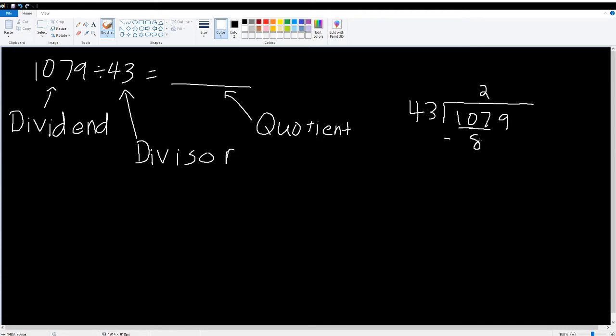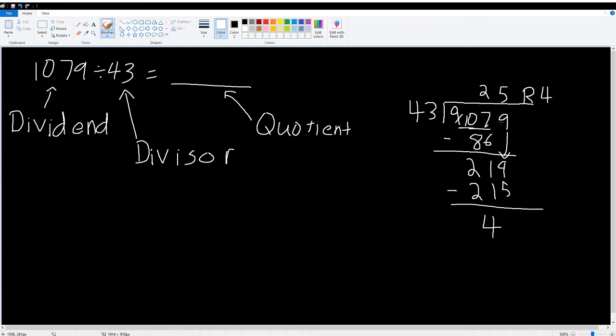So you subtract 86, right? This is 1. Remember, you got to borrow, right? You get 21, right? And then we have to pull down the 9, right? And then ask yourself, how many times does 43 go into 219? Well, let's see. If I do 5 times 43, that would be 215. So that's perfect. So 5, right? We have 215. And then my remainder is 4, right? So it's 25, remainder 4.